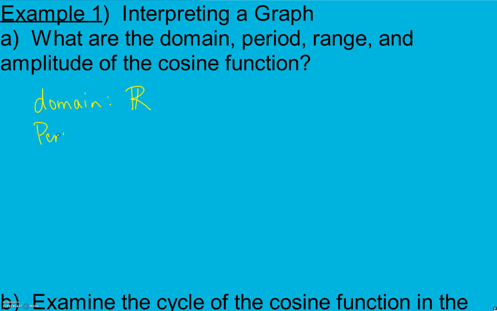The period, or the amount of time it takes before it starts to repeat, is 2 pi. It starts at 1, max, 0, minimum, 0, 1. And at 2 pi, we start over again.